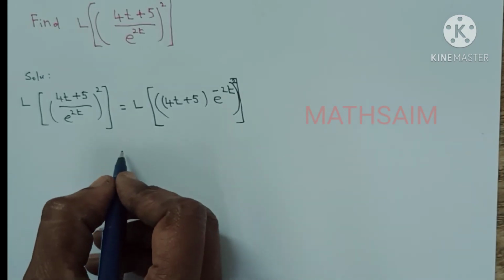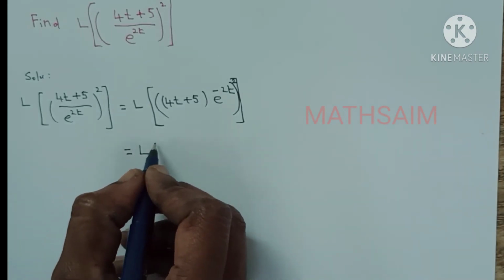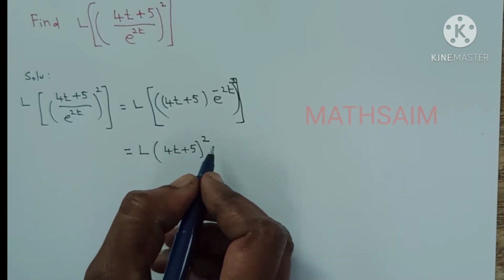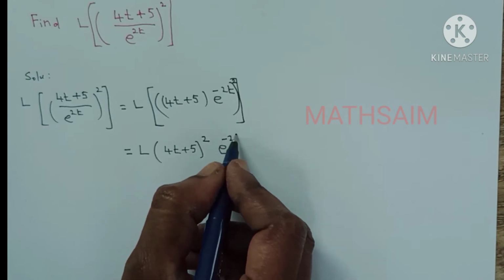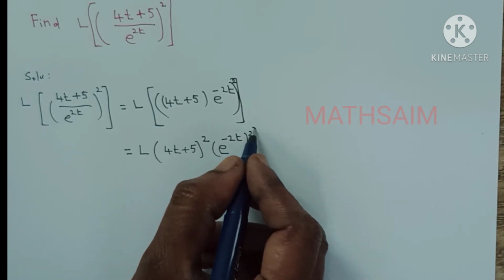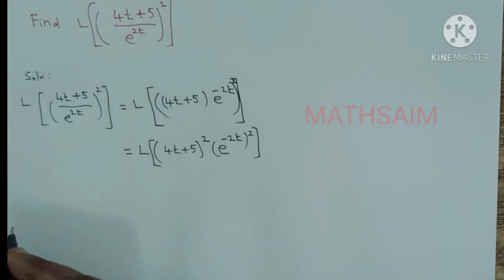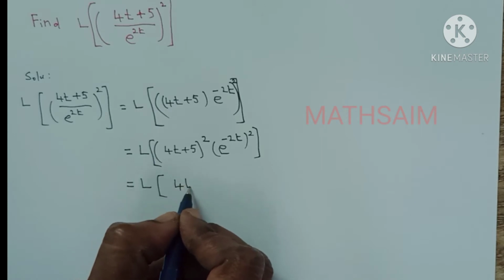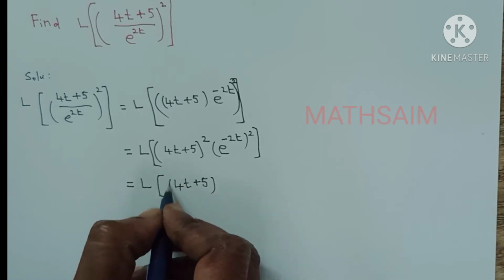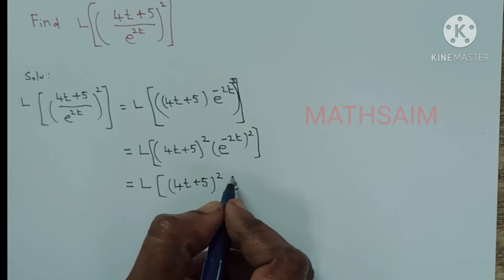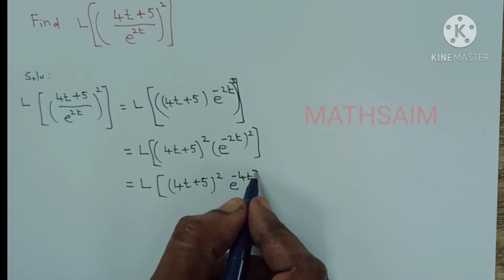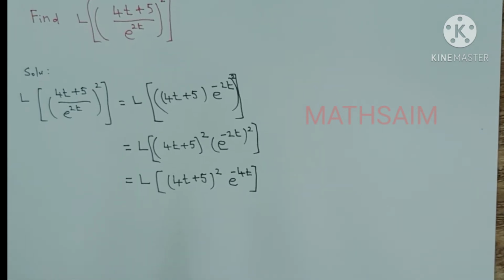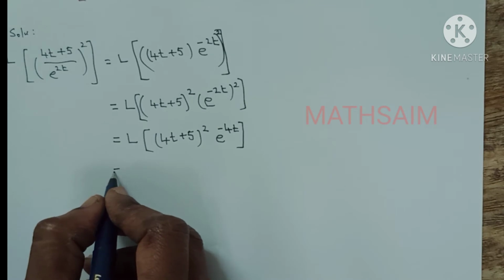Now we can write this one as L of (4t plus 5) the whole square into (e power minus 2t) the whole square. And this is equal to L of (4t plus 5) the whole square into e power minus 4t. Now we can use the (a plus b) the whole square formula.